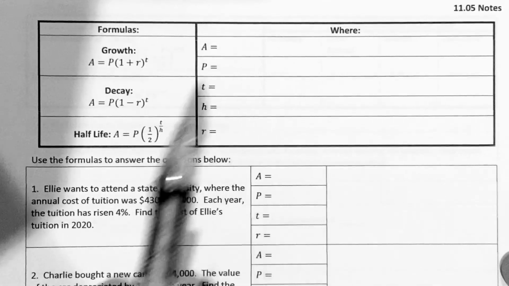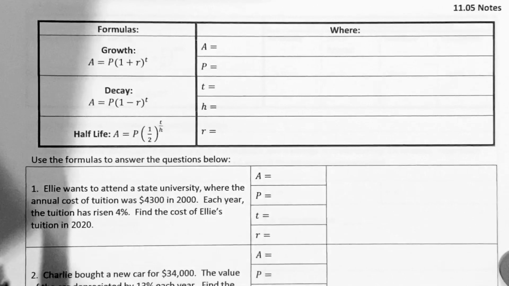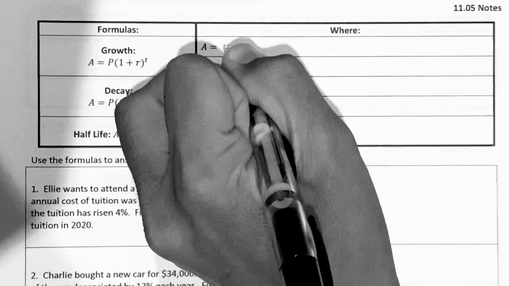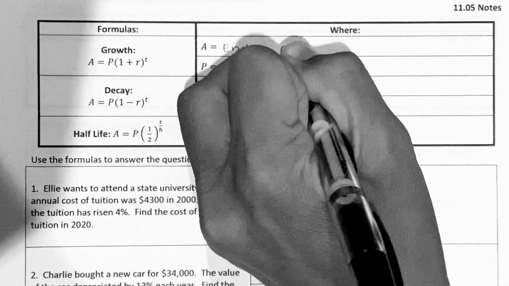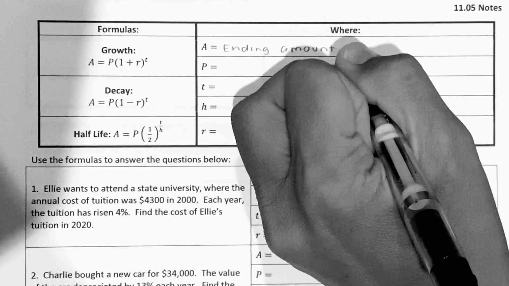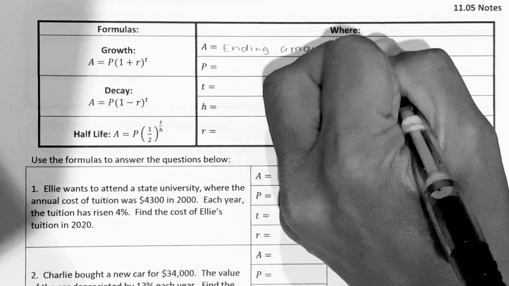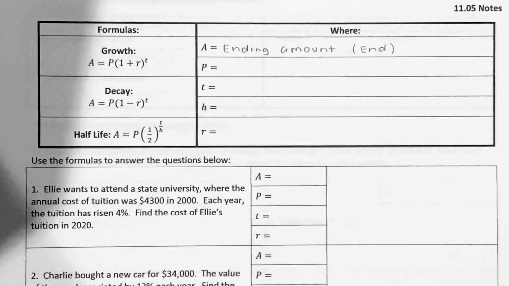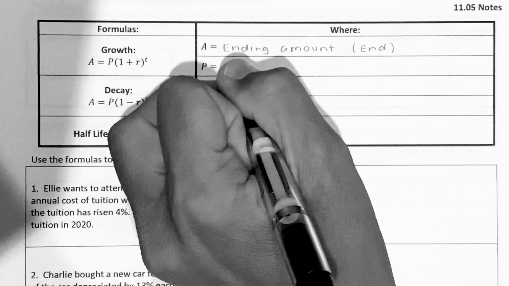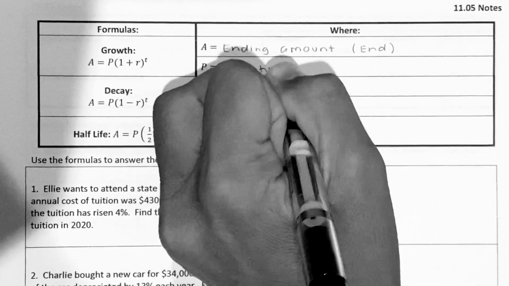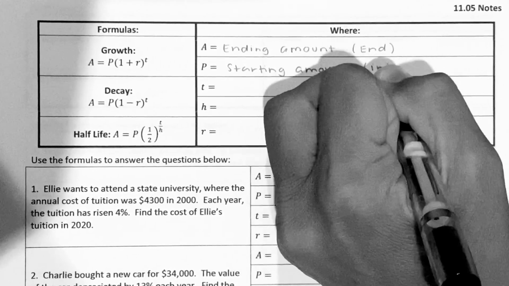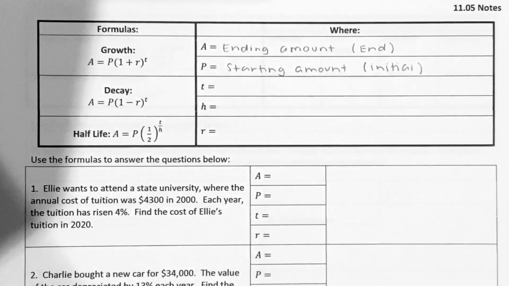All right, so each letter means something. The A is the ending amount. So A is your ending amount. That's the amount you're going to have at the end. And I think once we start actually plugging these into specific problems, it's going to make a little bit more sense. But I want to have you list out what each variable is first. P is your initial or your starting amount. So that's your initial. So that's what you're starting with.